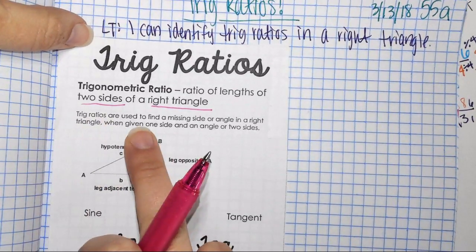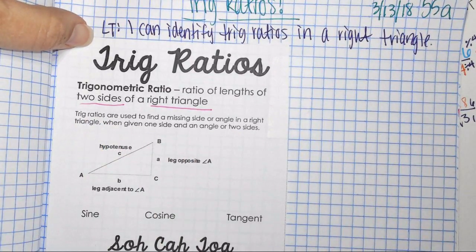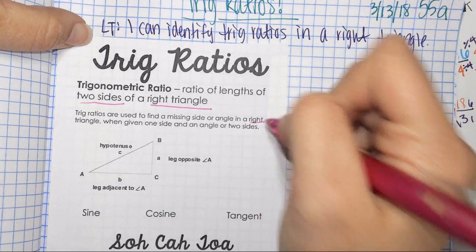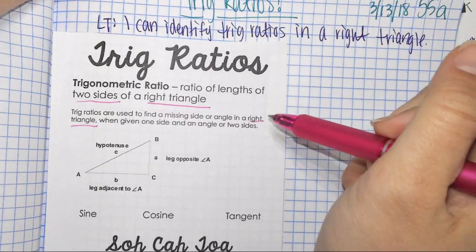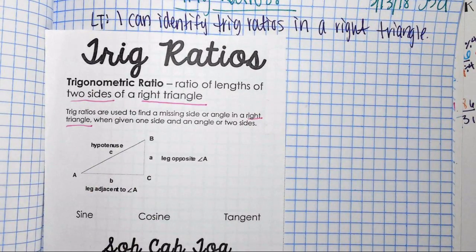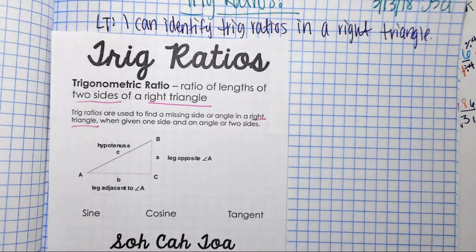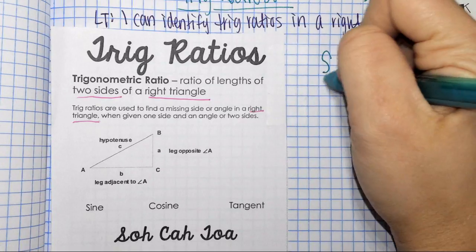All right, trig ratios are used to find a missing side or angle in a right triangle. When do we use trig ratios? A right triangle. When given one side and an angle or two sides. Now, it is this lovely thing called SOHCAHTOA. We talked about this today.